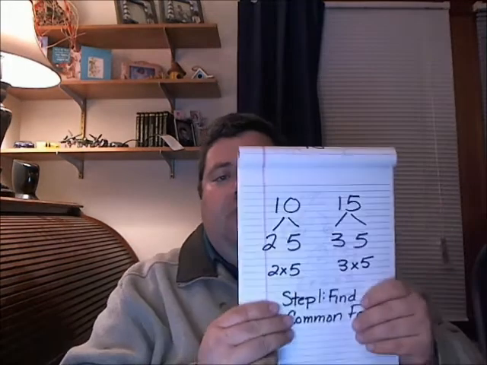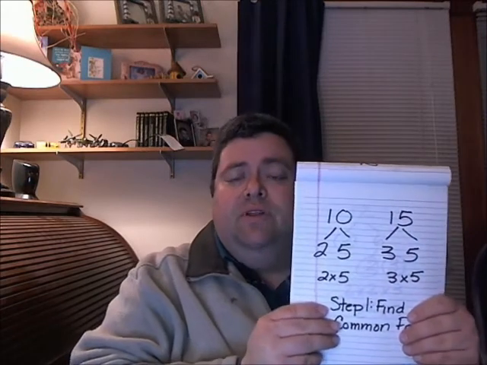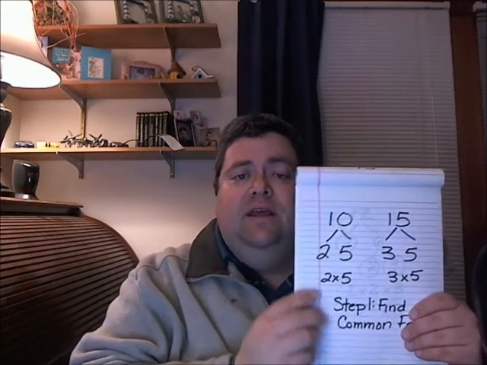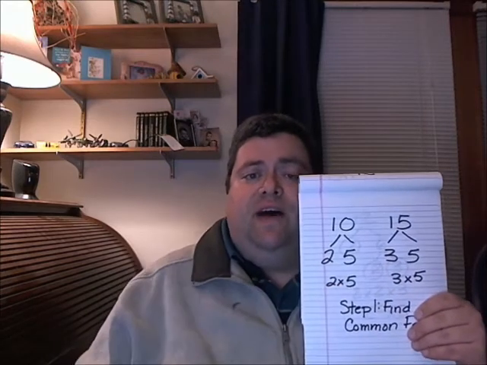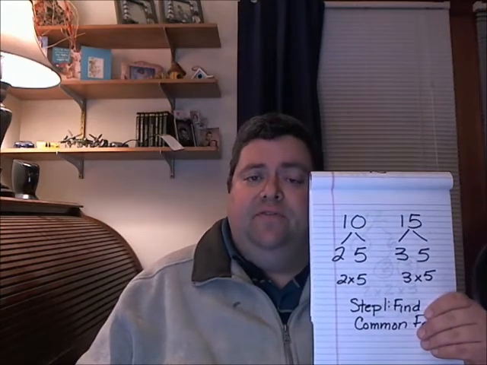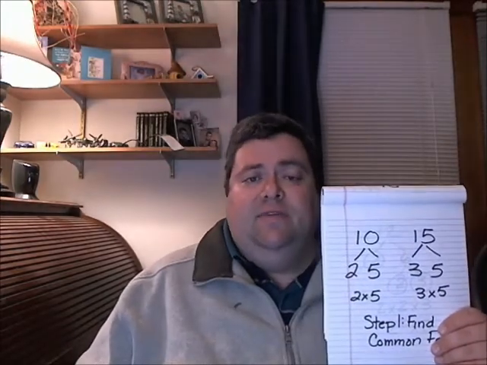Okay, so step 1 is find the common factors between the 2 numbers. In this case, the common prime factors. Well, when we look at our 10 and our 15, right away you should notice that the number that they both have in common in their prime factors is the number 5. There's a 5 for the 10 and there's a 5 for the 15. That's a number they have in common.